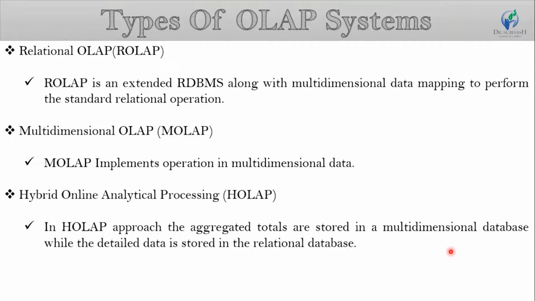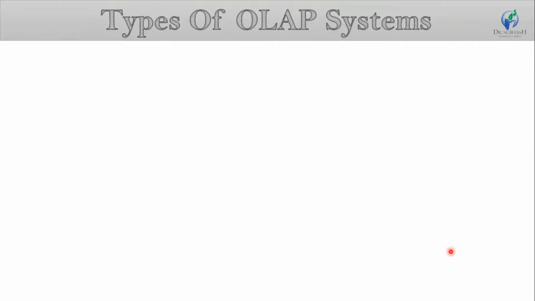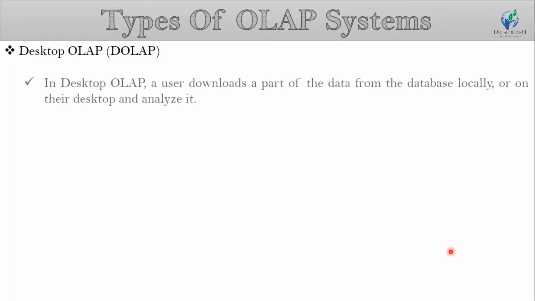Now, I explain the next type, which is desktop OLAP, or we can say DOLAP. In desktop OLAP, a user downloads a part of the data from the database locally onto their desktop and analyzes it. DOLAP is relatively cheaper to deploy as it offers very few functionalities compared to other OLAP systems.